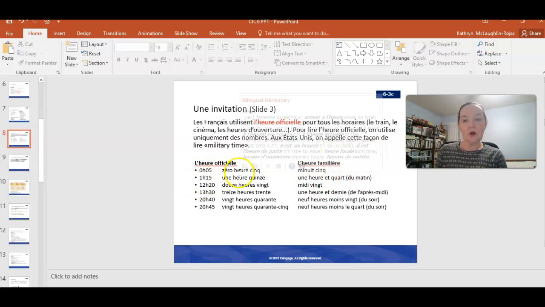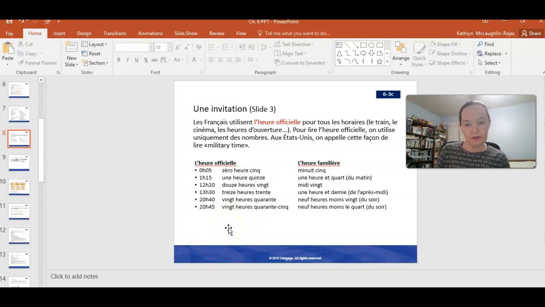So 0h05, that would be the official time, and that's right after midnight. And l'heure familière, what people might say in maybe more informal settings, would be minuit 5. So it's like 12:05. Or 1h15, so that would be 1:15, let's say. And if it's in the morning, it would be 1h15 du matin. So it's like 1 hour and a quarter in the morning, du matin.